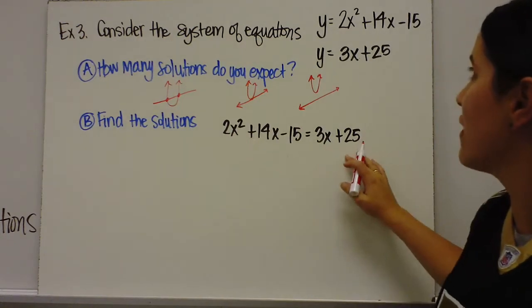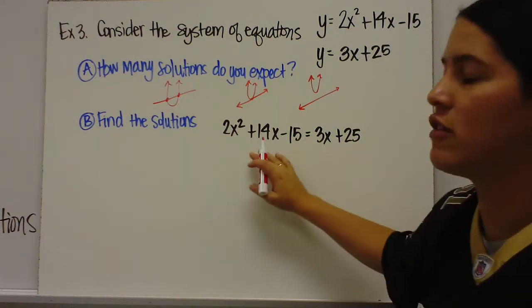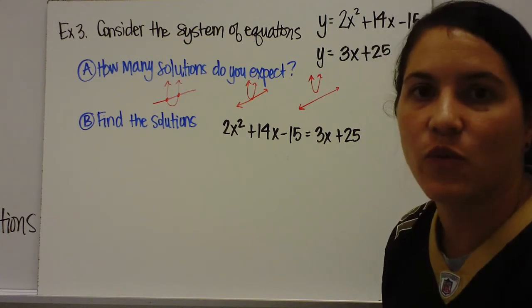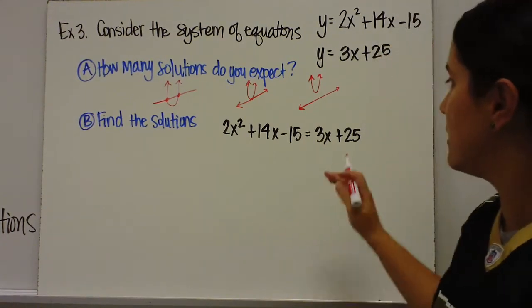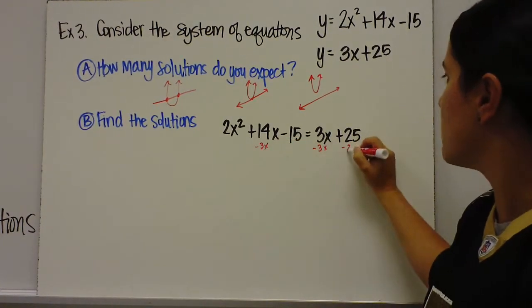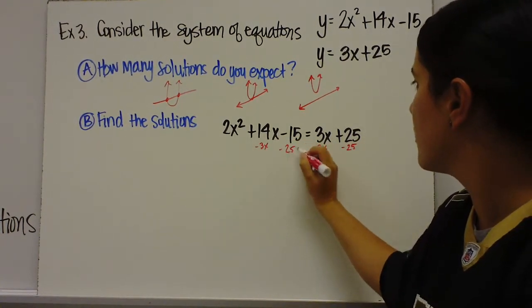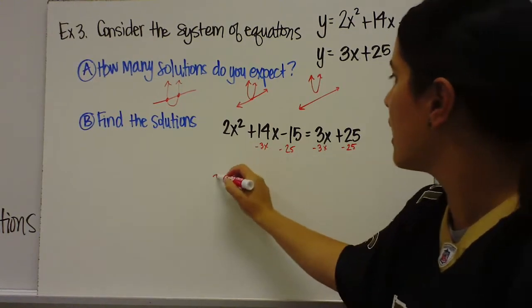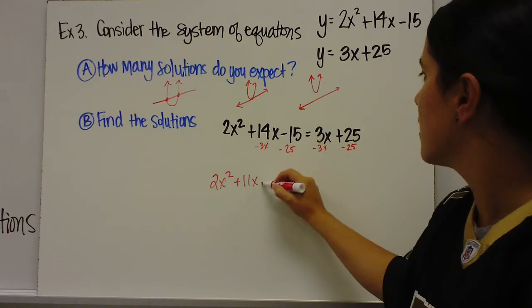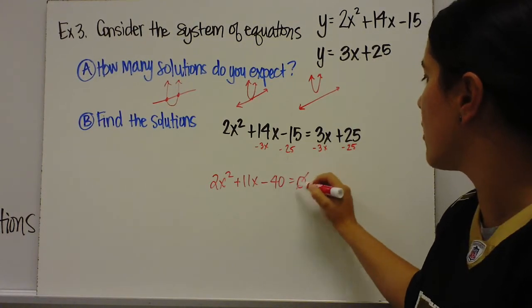So now we're going to find the solutions. To find the solutions, you're going to set them equal to each other. And we need to get everything on one side. I'm going to minus 3x, and I'm going to minus 25. When I do that, I get 2x squared plus 11x minus 40 equals 0.